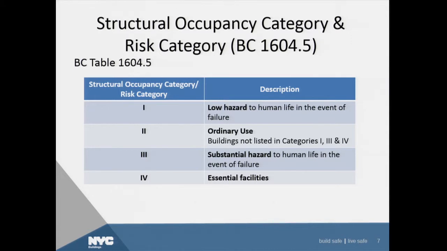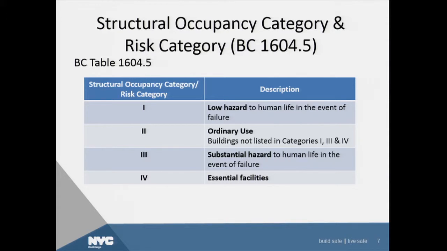Category 1 is low hazard to human life in the event of failure. This is barns, etc., things of that nature. Category 3 are buildings with a substantial hazard to human life in the event of failure. This is buildings with a significant type of occupancy where there is a substantial hazard to many lives, or in particular based on the use of the building. And Category 4 is what's termed essential facilities. These are buildings that, if a Category 3 building is of importance, Category 4 buildings are of slightly greater importance because they may affect an entire community. This is fire and police stations, emergency shelters, things of that nature.